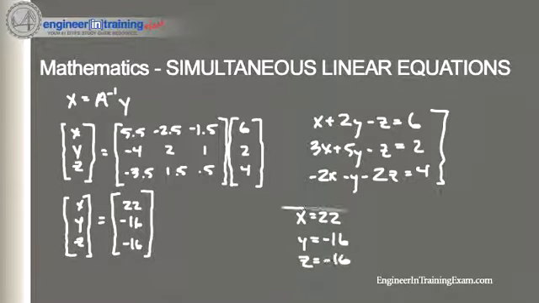So any set of linear equations with unknowns can be solved using matrices just as this. So that's it, guys. I hope that clarifies the process of solving simultaneous linear equations using matrices.